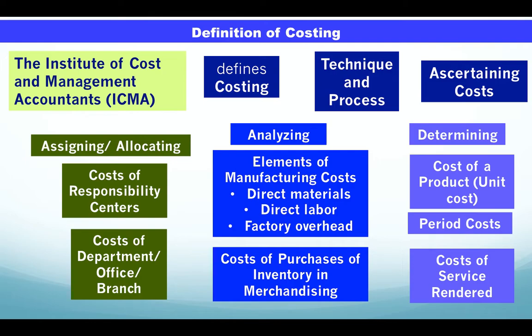How much is the cost in rendering a particular service? So class, take note that ascertaining of cost would mean assigning, allocating cost of responsibility centers, cost of department, office, and branch, and analyzing the elements of manufacturing cost and analyzing the cost of purchases in reference to merchandising business, and determining cost of a product, in particular the unit cost of the product, and the period cost in relation to the operations of the business, and the cost of service rendered.